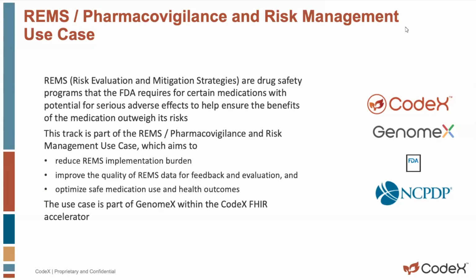REMS, or Risk Evaluation and Mitigation Strategies, are drug safety programs the FDA requires for certain medications with potential for serious adverse side effects, to help ensure the benefits of the medication outweigh its risks. We operate under the genomics accelerator, which is part of the Codex use case. Our goals are to reduce REMS implementation burden, improve the quality of REMS data for feedback and evaluation, and to optimize safe medication use and health outcomes.